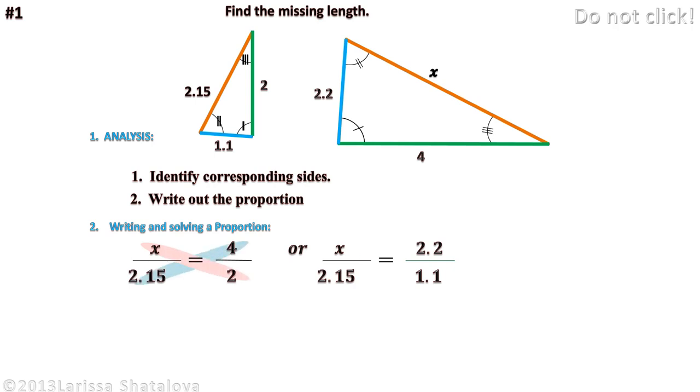And then when you have the proportion, you have to solve using cross product. So from the first proportion we will have 2 times x equals 2.15 times 4. Simplifying the right side using a calculator, it will be 8.6, but we are looking for 1x. We have 2 of them, so we have to divide it by 2, and the missing length is 4.3.